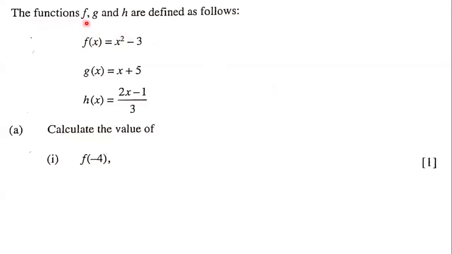The functions f, g, and h are defined as follows. f of x is equal to x squared minus 3. g of x is equal to x plus 5. h of x is equal to (2x minus 1) all over 3. Calculate the value of f of negative 4.